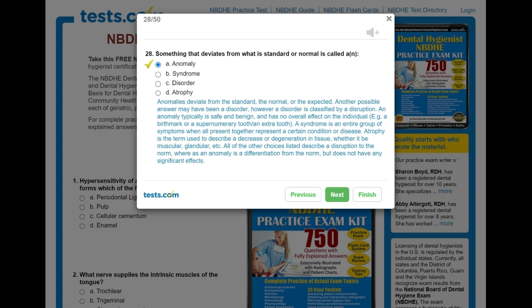An anomaly is typically safe and benign and has no overall effect on the individual, e.g., a birthmark or a supernumerary tooth, or an extra tooth. A syndrome is an entire group of symptoms when all present together and represent a certain condition or disease. Atrophy is the term used to describe a decrease or degeneration in tissue, whether it be muscular, glandular, etc. All of the choices listed describe a disruption to the norm, whereas an anomaly is a differentiation from the norm but does not have any significant effects.